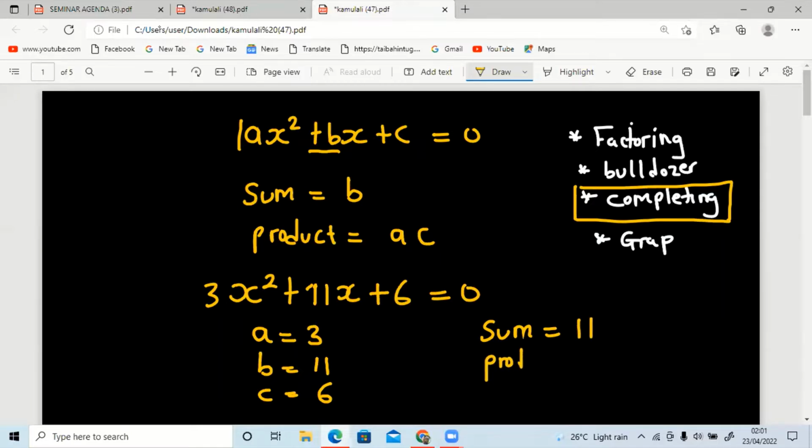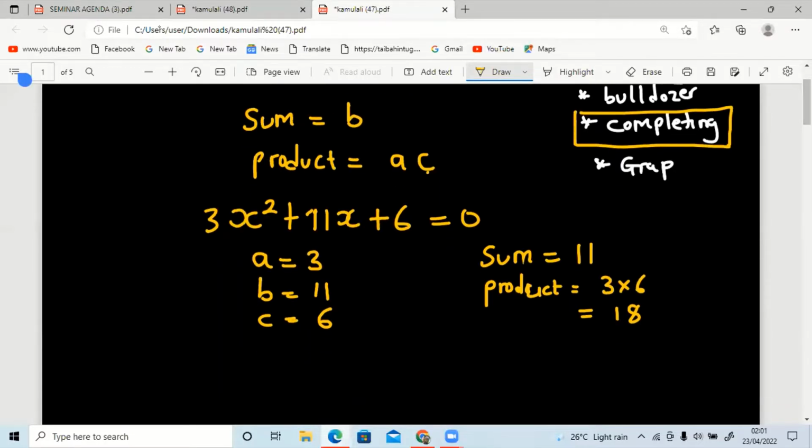Then to get the product we have said you multiply a times c. So can we multiply 3 times 6? 18. So now our next task is to find two numbers which we multiply to get 18, then we add to get 11. So one of the ways we can do it is by looking at the factors of 18. Can we mention some of the factors of 18?